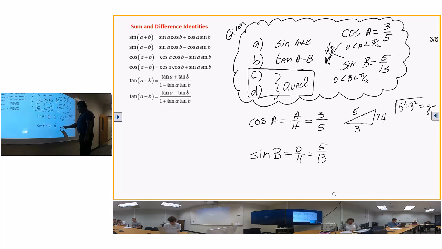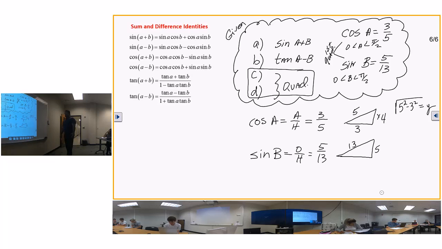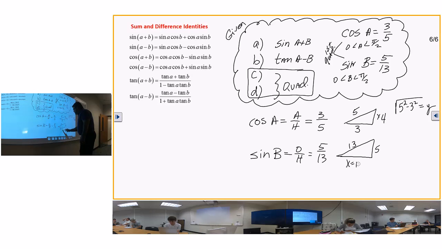So you have a triangle, and you have 13, and then the opposite is 5. So you're going to have 169 minus 25, which is 144, and the square root of 144 is 12. So x is equal to 12.